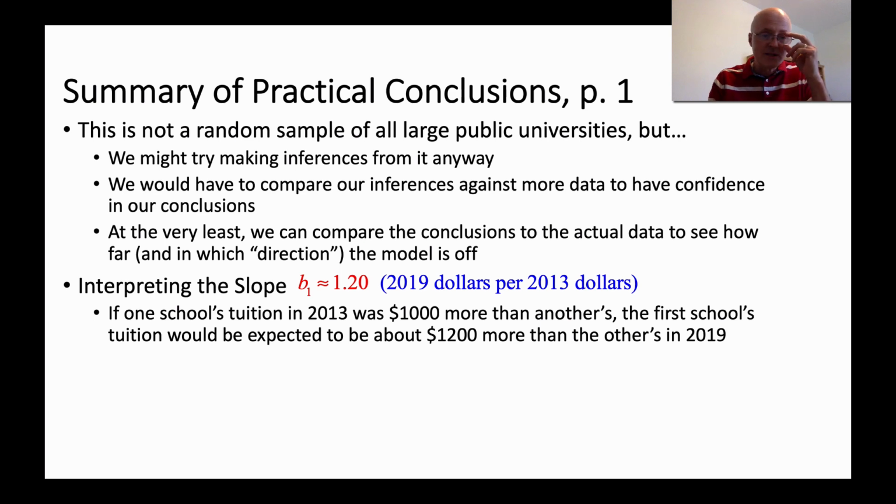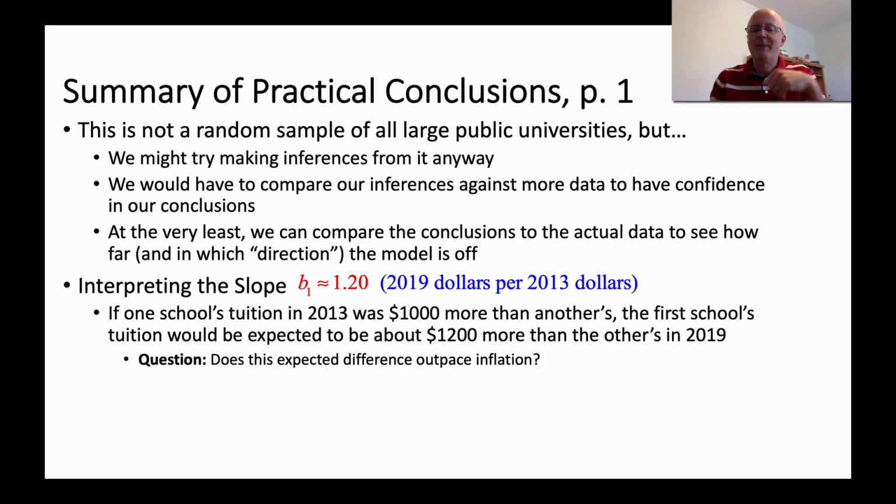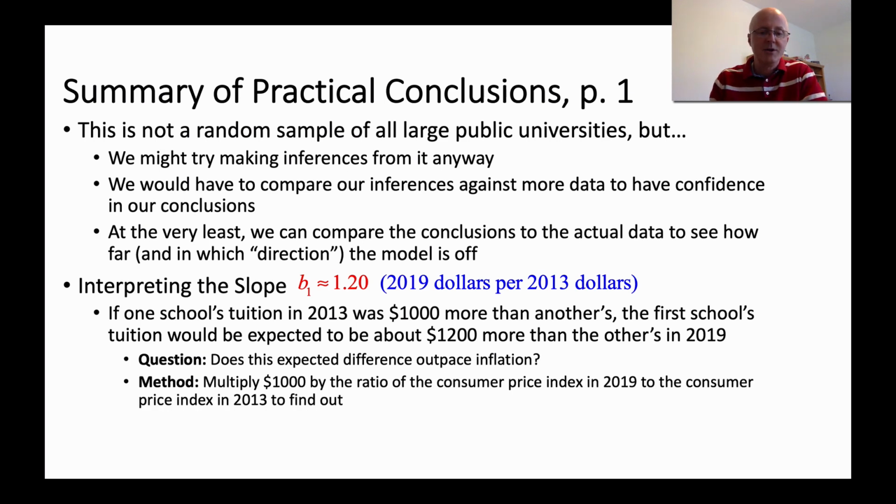You could say if one school's tuition in 2013 was about 1,000 more than another school's, then multiplying 1,000 by 1.2 to get 1,200, you would expect the first school's tuition in 2019 to be about 1,200 more than the other school's tuition in 2019. Does that expected difference outpace inflation? Here's a way you can answer that question. You can multiply $1,000 by what's called the ratio of the consumer price index of 2019 to 2013.